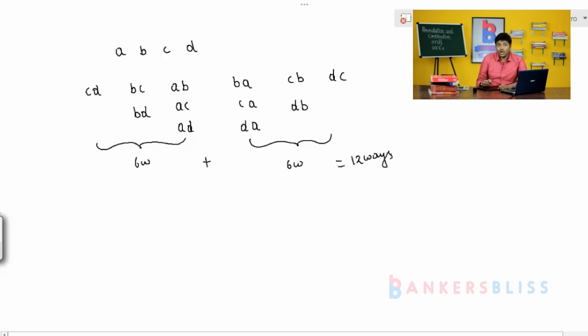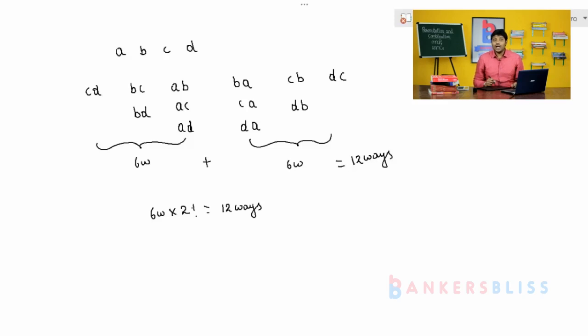I got 12 ways. What does that mean? Actually, in selection I got 6 ways, so 6 into 2 factorial, always remember 2 factorial, which is equal to 12 ways. 2 factorial because I am selecting 2 items. If you are selecting 3, you multiply by 3 factorial. If you are selecting 5, you multiply by 5 factorial. If you are selecting R, you multiply by R factorial.